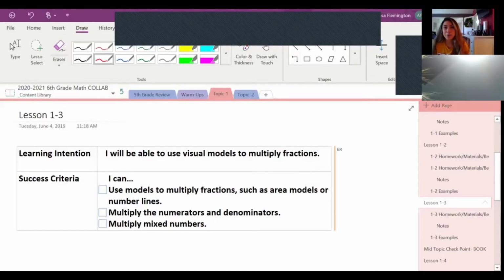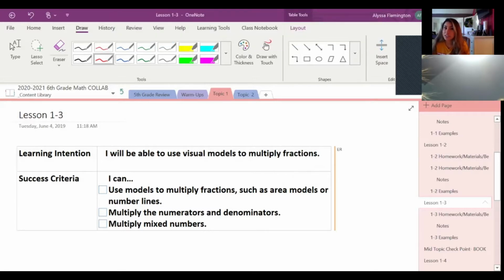All right, you guys, so now we're in lesson 1-3, our learning intention. What we'll be able to do is that we're going to use models to multiply fractions. And so how will you know you're going to be successful? Our success criteria will see a few things for you to understand that you have nailed our concept. First and foremost, using models to multiply fractions such as area models or number lines. Secondly, multiplying numerators and denominators. And lastly, you'll be able to multiply mixed numbers.